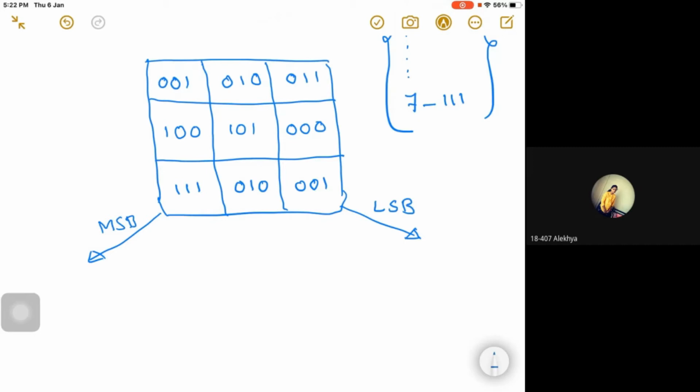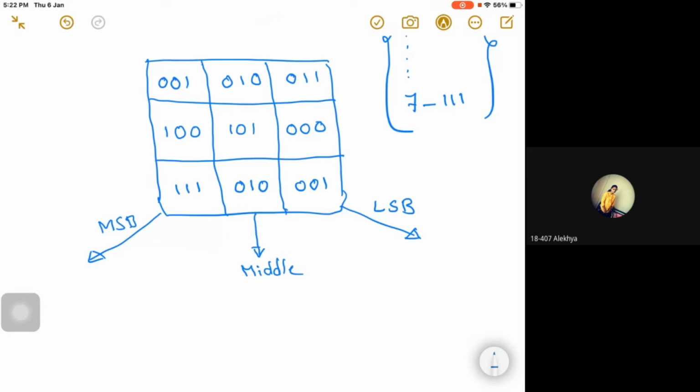Answer is there on the screen. Leftmost is MSB, rightmost is LSB, sir. LSB, right? And then in the middle we can have the middle order bit, or sometimes it can also be considered as center bit. Let us consider middle right now.